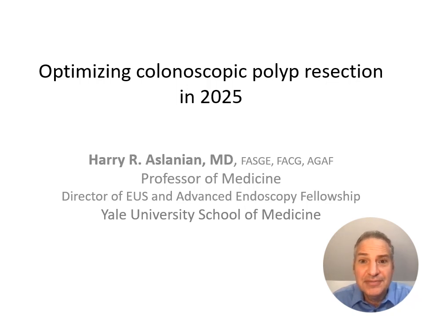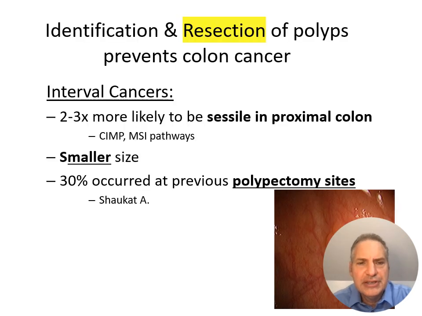Today we're going to talk about optimizing colonoscopic polypectomy. It's the identification and particularly the resection of polyps at the time of colonoscopy that allows colonoscopy to prevent colon cancer. Not all colon cancers are prevented after the performance of colonoscopy.